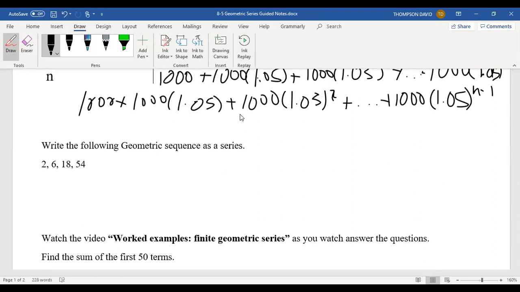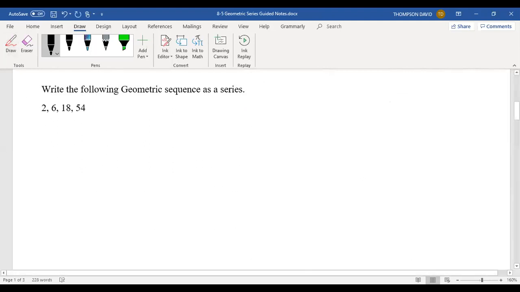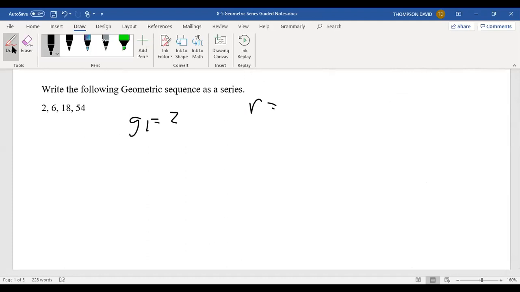Suppose we have the geometric sequence 2, 6, 18, and 54. We want to write that as a geometric series. So our first step, we know our first term is 2. So we'll say G1 is 2. We need to find our common ratio. To do that, we can divide any term by the previous one. So if we do 6 divided by 2, we can see that's 3.